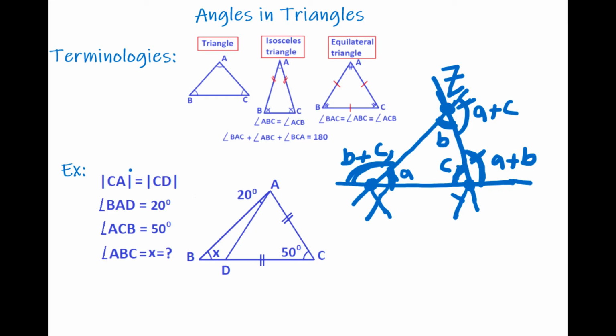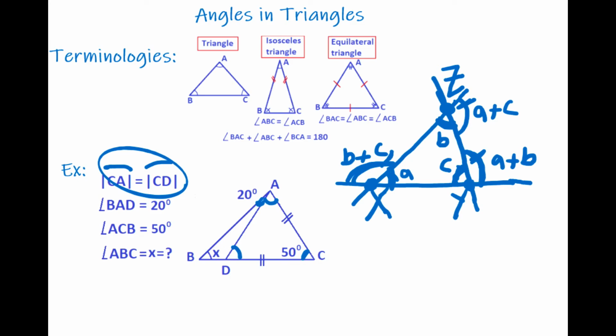And in this question, we are given that CA is equal to CD. So CA equals CD means those angles are equal to each other. We can understand this from this given condition. And we are also given the angle BAD as 20, and ACB as 50. And what is the value of x?